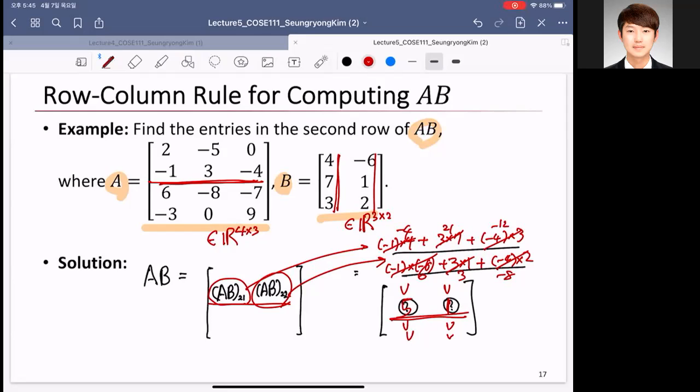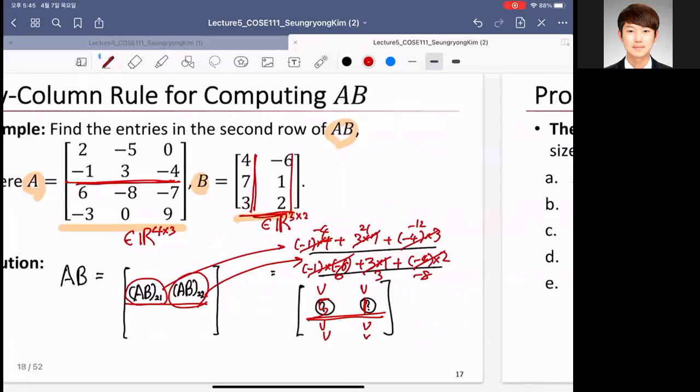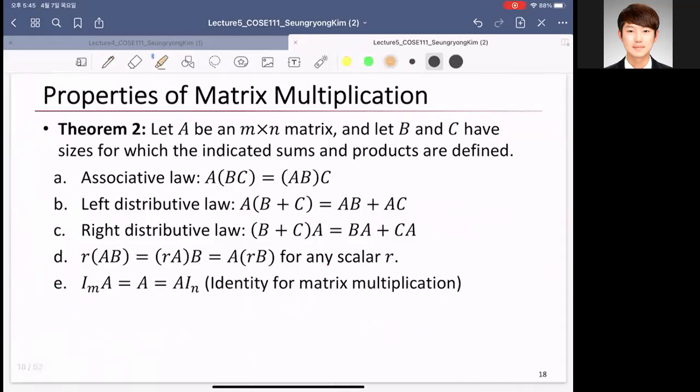Who was talking about 3 by 2? It's 4 by 3. Oh, 3 by 2, right. Sorry. Now, let's discuss the properties of matrix multiplication.